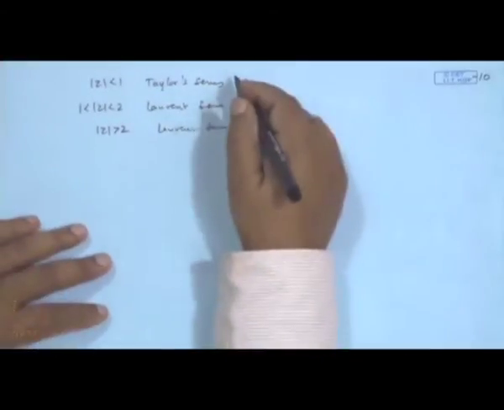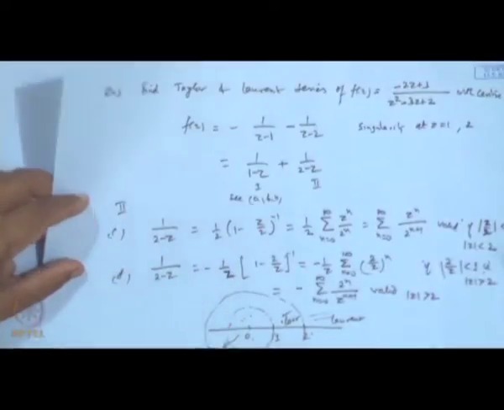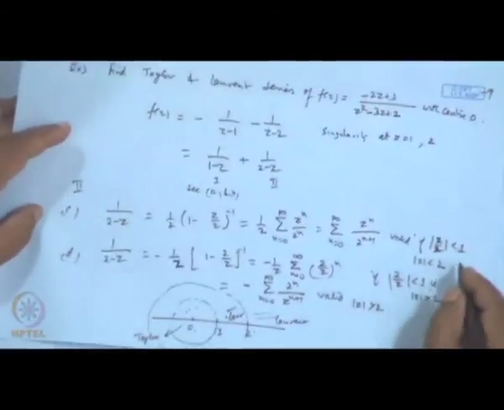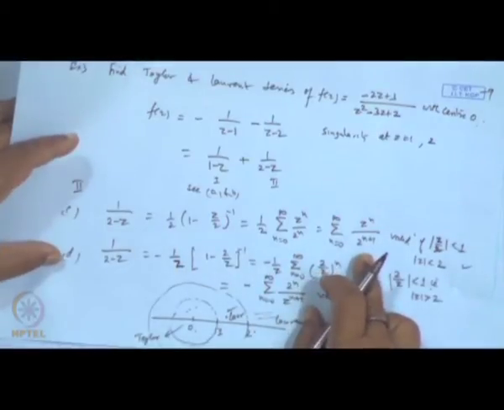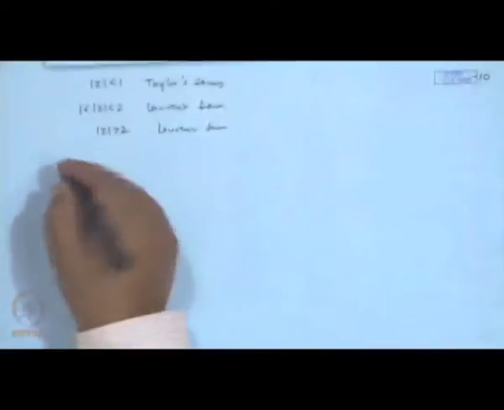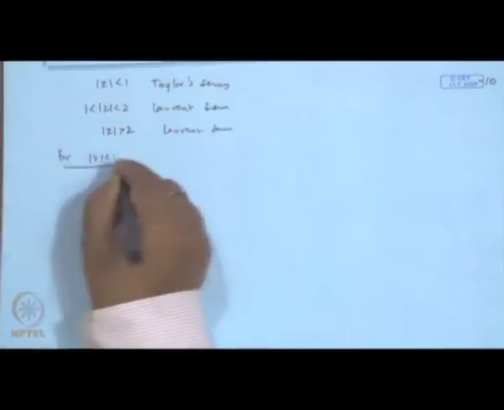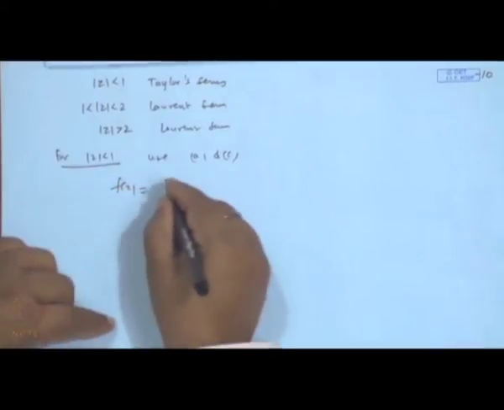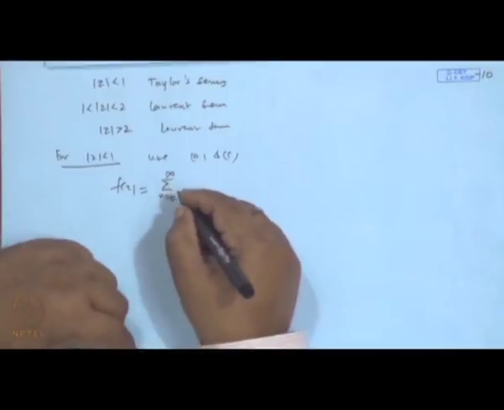Okay. So, in the first case, mod z less than 1, we have already discussed it in the parts, let this part be C and this part be D. So, when you take mod z less than 1, the A part, this expansion is sigma z^n, which is valid for mod z less than 1, and also available in C. So, for this the expansion can be given from A, and for this the expansion can be considered from C. So, for mod z less than 1, use A and C, and the expansion of the function f(z) will be sigma n is 0 to infinity z^n.